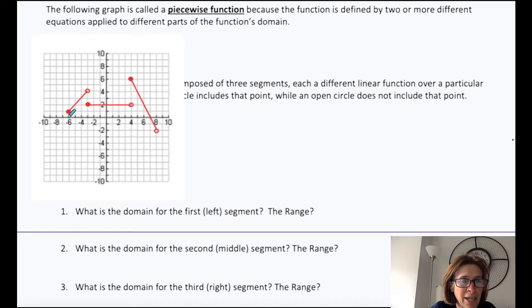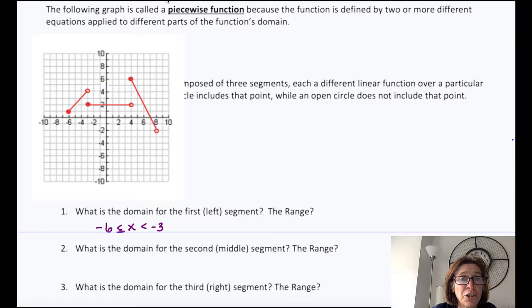All right, so if I'm looking at this function to the left, I can see that it starts at -6 and it goes to, it looks like, -3. So I would have that as x is greater than -6 but less than -3. Now notice I used a compound inequality for that, okay? Remember, when we're looking at domain, we're always looking at the x values, okay?